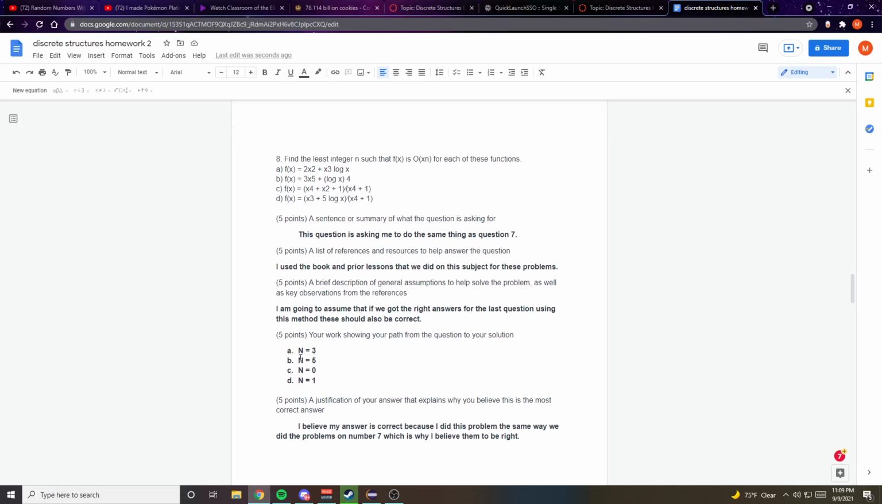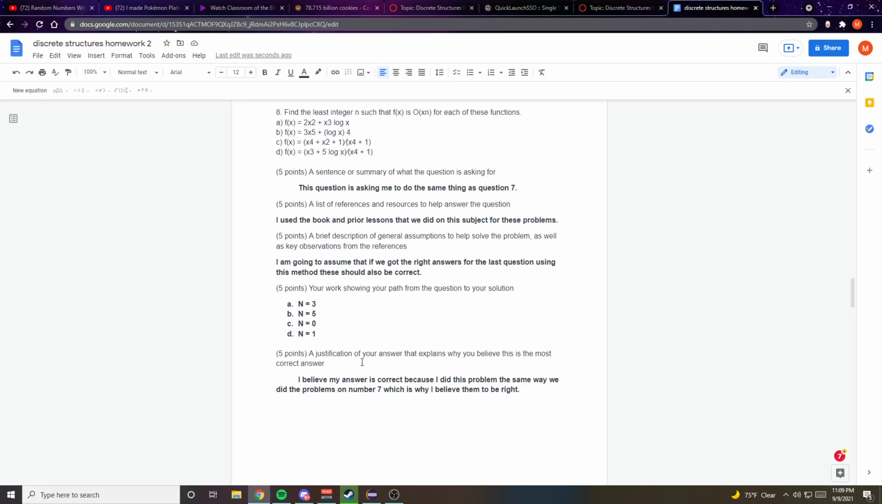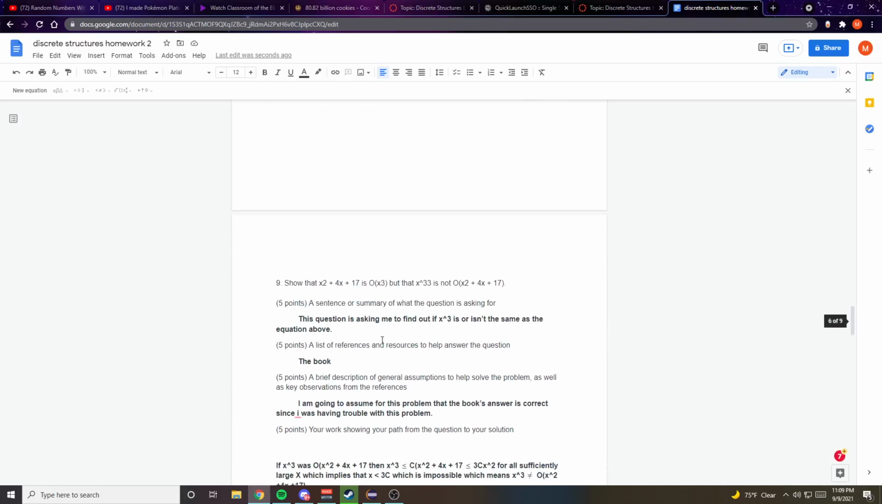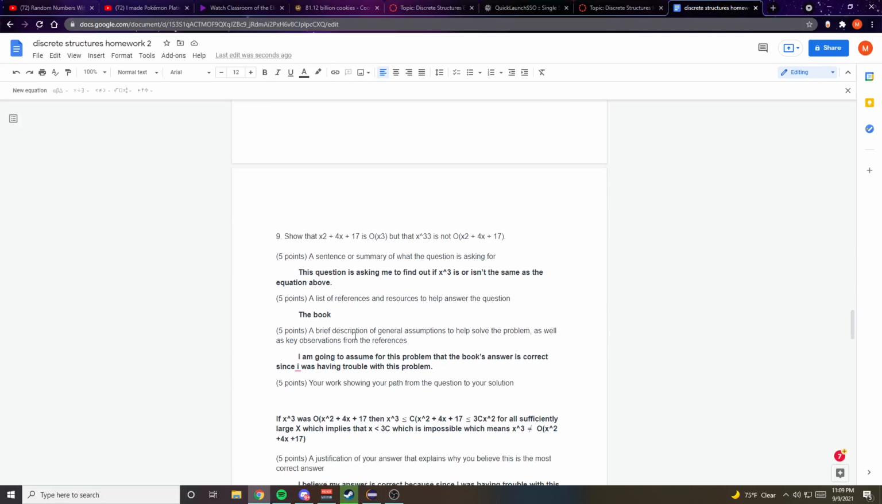So A is n equals 3, B n equals 5, C n equals 0, and D n equals 1. I believe that this answer is correct because if I did this problem the same way that we did problem 7, then I didn't change anything, so this should be correct. I could be wrong though.